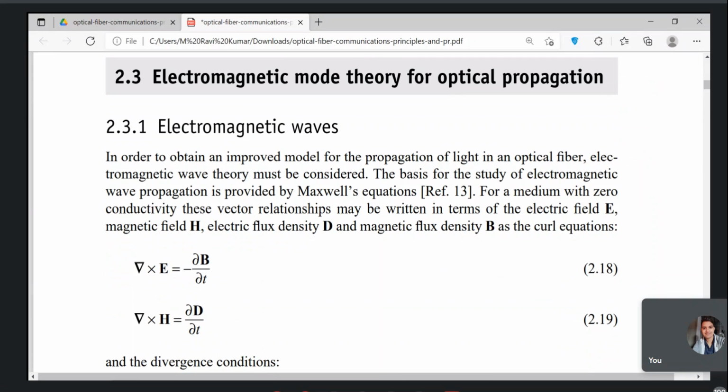Now, yesterday also I had mentioned that the light which is propagating in the fiber can be considered as a ray or as a wave. If we consider the light propagating in the fiber as a wave, then we look at it as an electromagnetic wave, and we come down to Maxwell's equations to identify what would be the wave function.